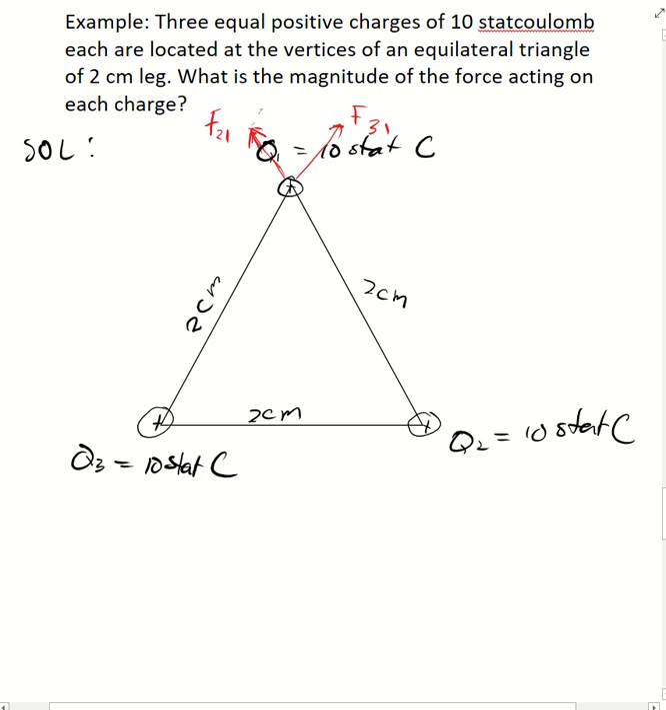So we can use the parallelogram method in adding vectors, and this should be the result. This should be the force acting on Q1, and we will call it F1. If you look at F31 and F21, the magnitudes should also be the same. Because the distance between them is the same, and the charges of Q1 and Q2, Q1 and Q3 are also the same. So if we solve F21 and F31, they should be the same.